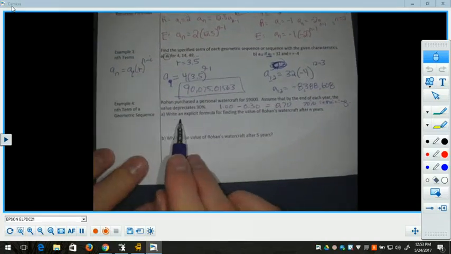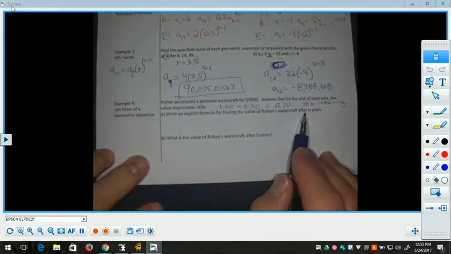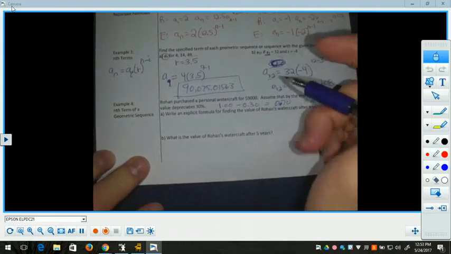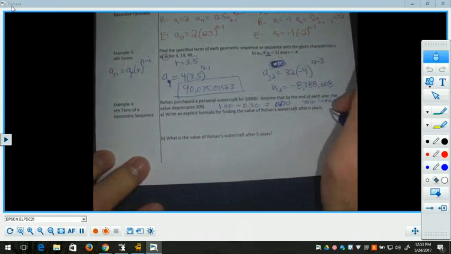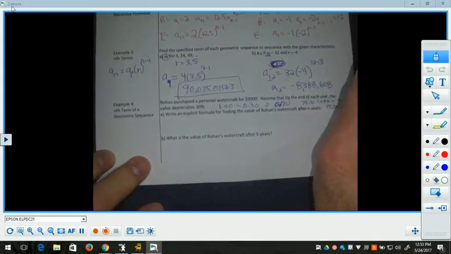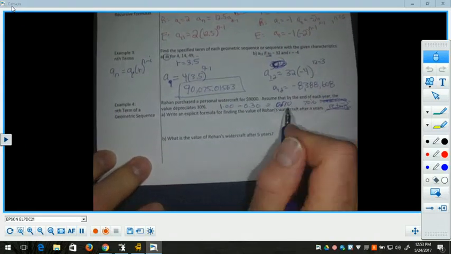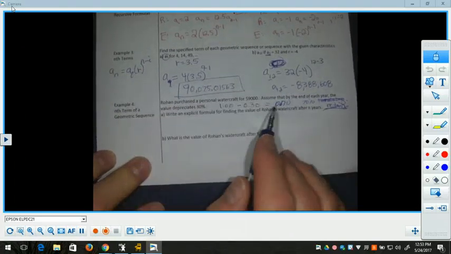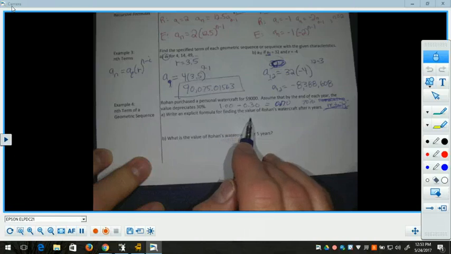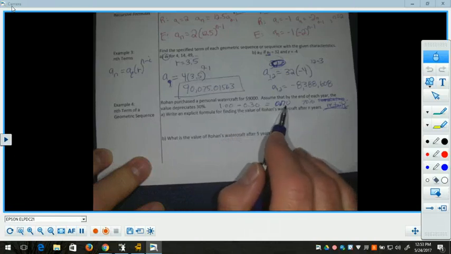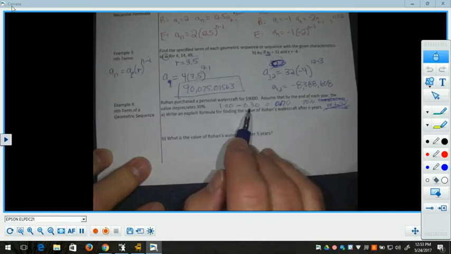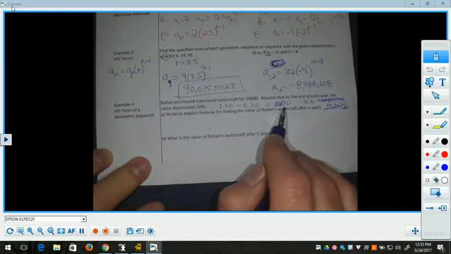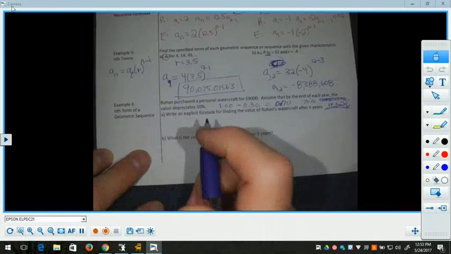So we're supposed to write an explicit formula finding the value of Rohan's watercraft after n years. Well, upon every year it loses 30%. It only retains 70%, 0.70. So that is our value of r, because from 1 year to the next, we multiply by 0.7 to see what remains, instead of multiplying by 30% and subtracting it from the previous year. Just multiply by the retaining multiplier.